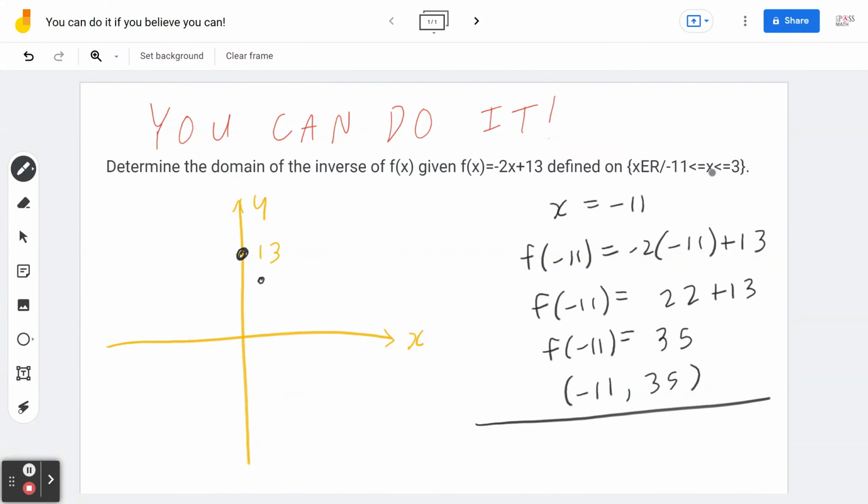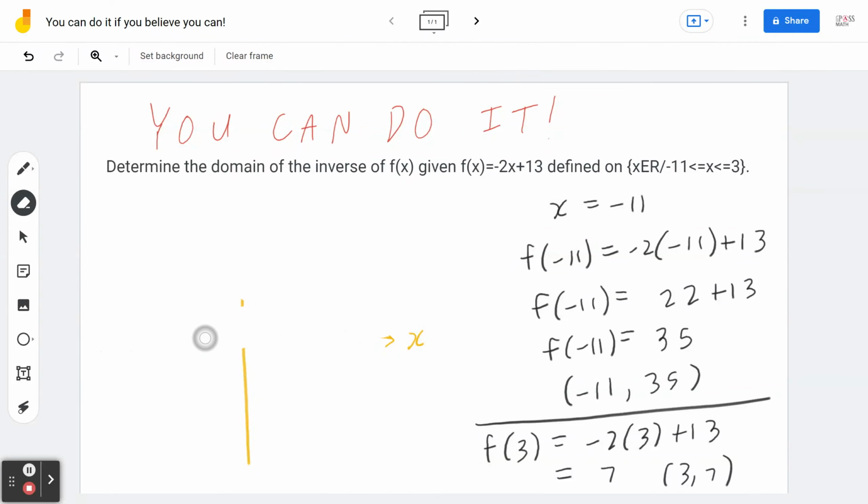Likewise, if you think about x equal to 3, which is the second value, you can plug it back in, and f of 3 is going to be negative 2 times 3 plus 13. And again, if you think about this, 13 minus 6 is going to be 7. So 3, 7 is the second location. So I'm going to go back and redo this diagram in such a way that I can find the inverse.